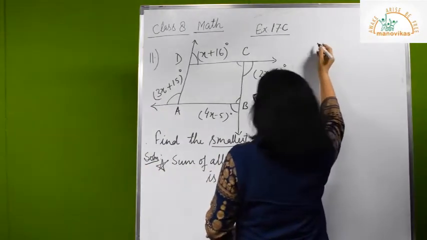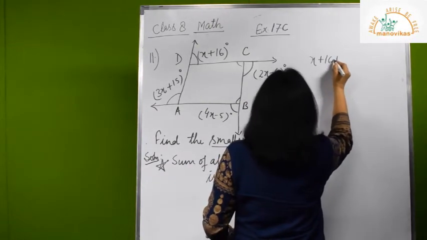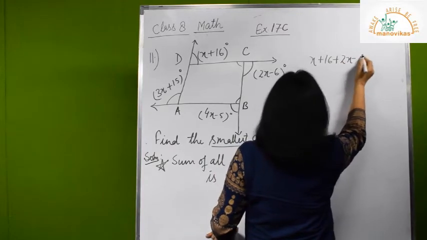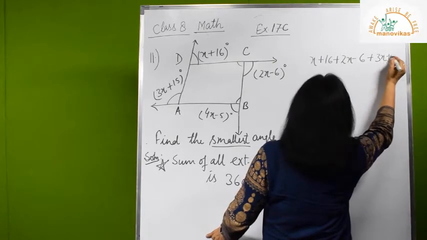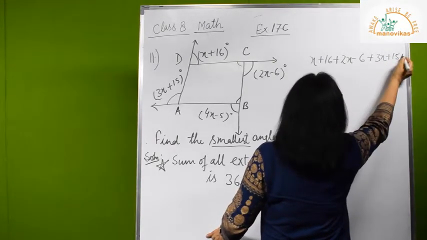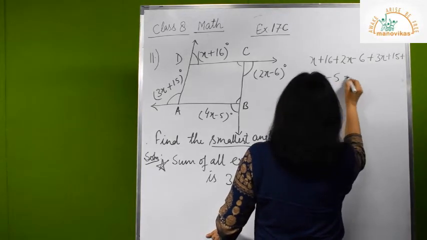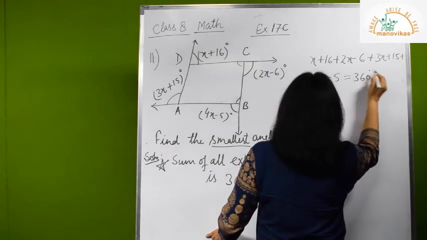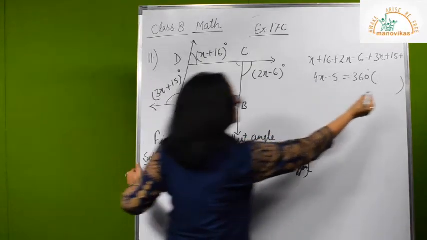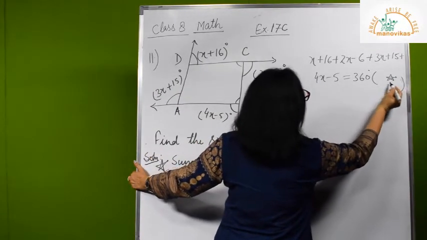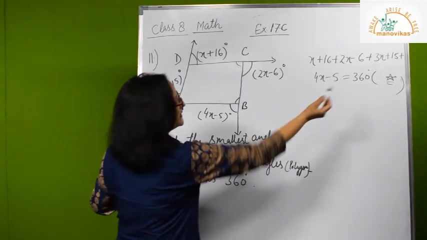So let's start from here. x plus 16, plus, adding all the exterior angles, 2x minus 6, plus 3x plus 15, plus 4x minus 5, and their sum is equal to 360 degrees. This reason you can mention here. I am just mentioning a star here because there is no place to write, so you can write that reason there.